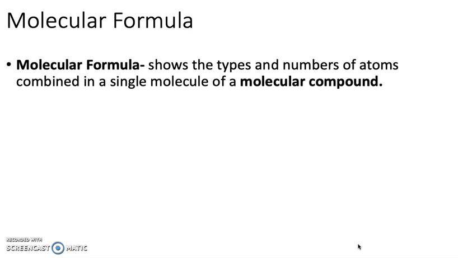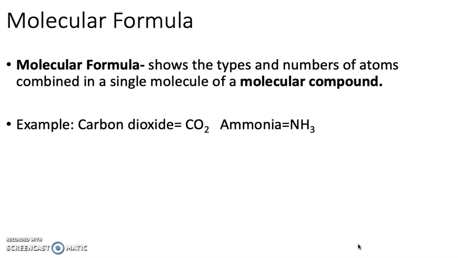Now, what is a molecular formula? Okay, we did this with ionic compounds. It shows the types and numbers of atoms combined in a single molecule of a molecular compound. For example, carbon dioxide is represented by CO2. Ammonia is NH3. So you have the formula, and you have the subscripts indicating the quantity of each atom present. Molecular formula is not going to be a term used for ionic compounds.